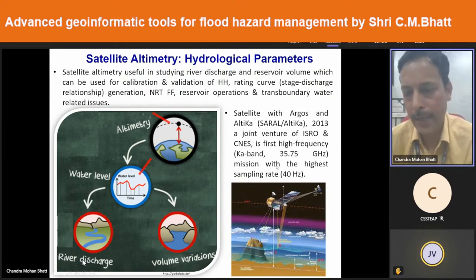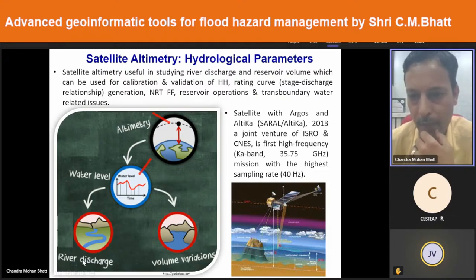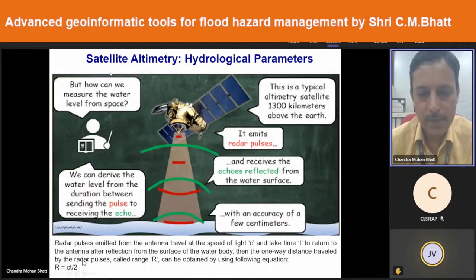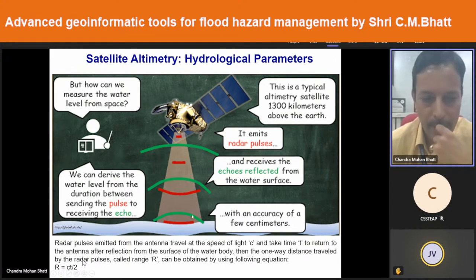India also has a role here, where we have developed an altimetry mission launched with the help of France, the French space agency CNES, called SARAL-AltiKa. It emits radar pulses and receives the echoes reflected from the water surface, and it can measure the water height with an accuracy of a few centimeters. We derive the water level from the duration between sending the pulse and the same pulse getting back.